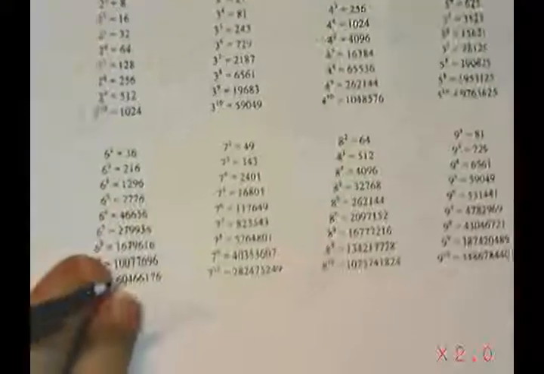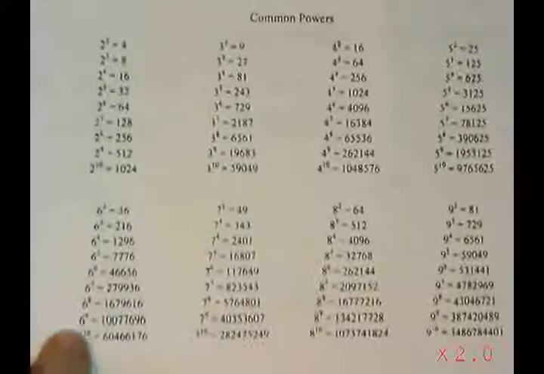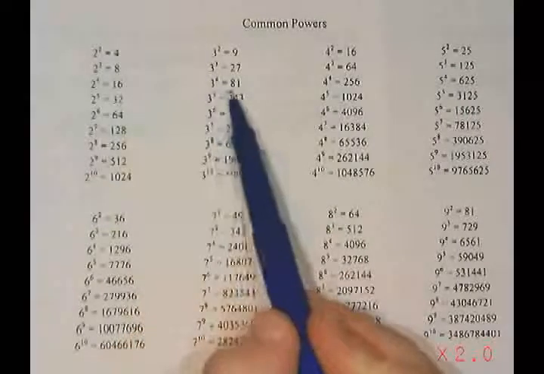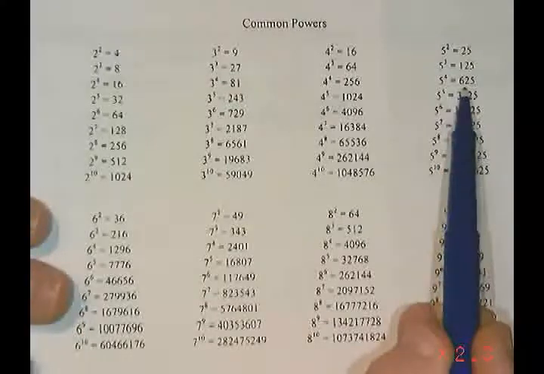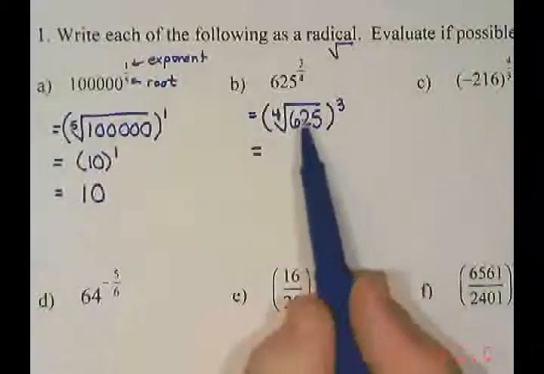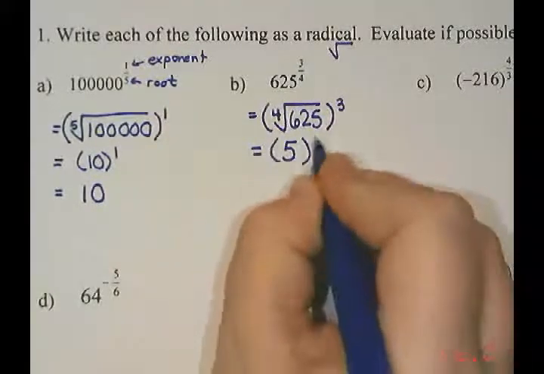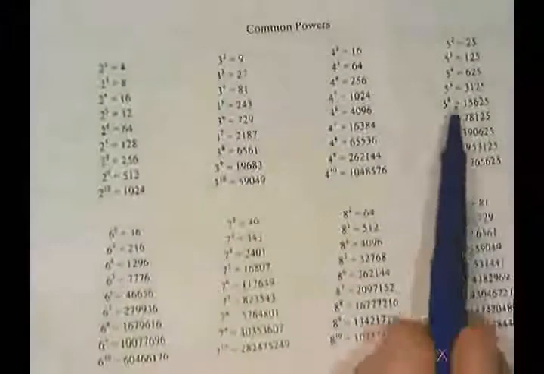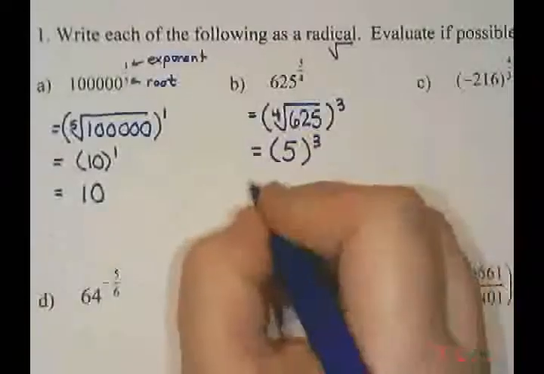I could use my calculator, but I am going to try using the sheet. We are trying to do a 4th root, so I want to look at the powers of 4 and see if I can find 625. So I have 16, 81, 256. There it is. 5 to the power of 4 is 625. So the 4th root of 625 is 5. And then that's still to the power of 3. This sheet is very helpful because I can look up 5 to the power of 3, which is 125.